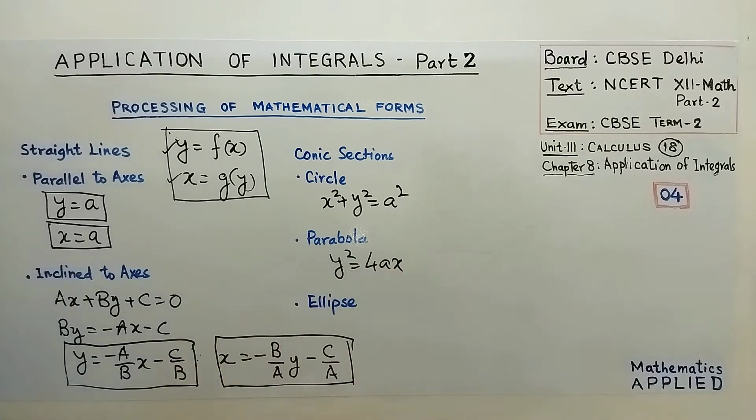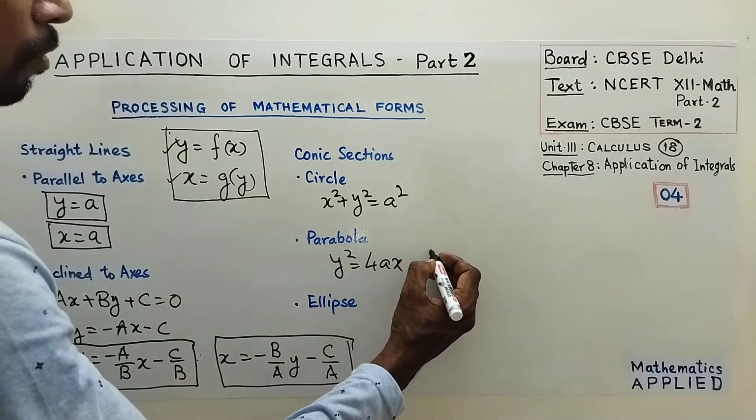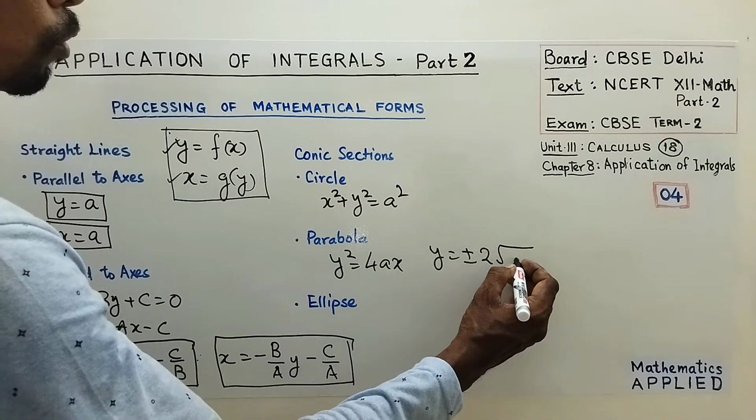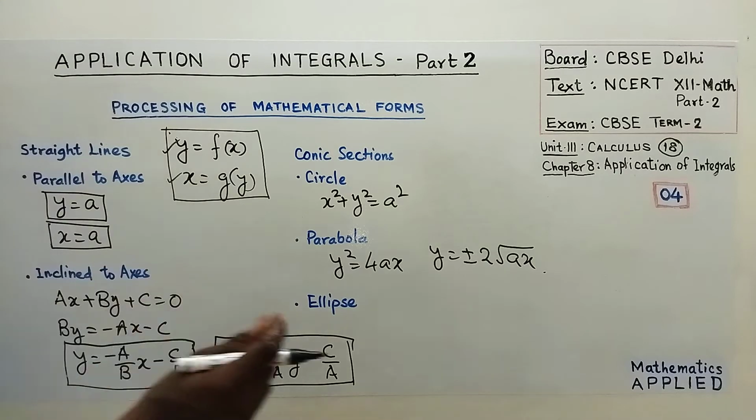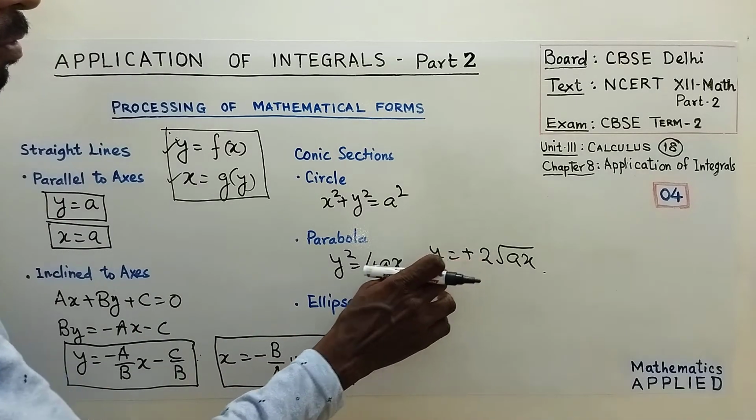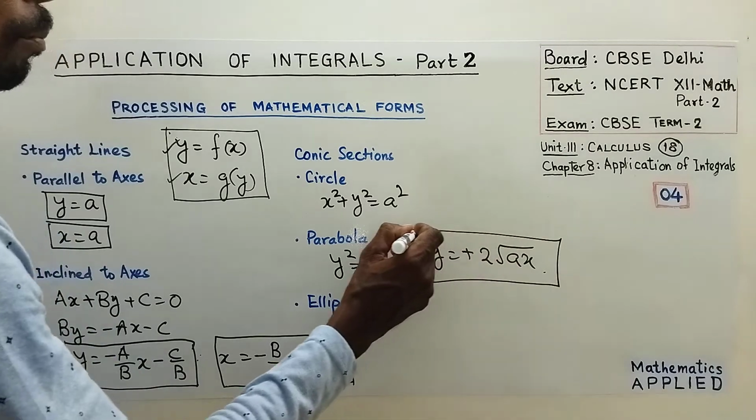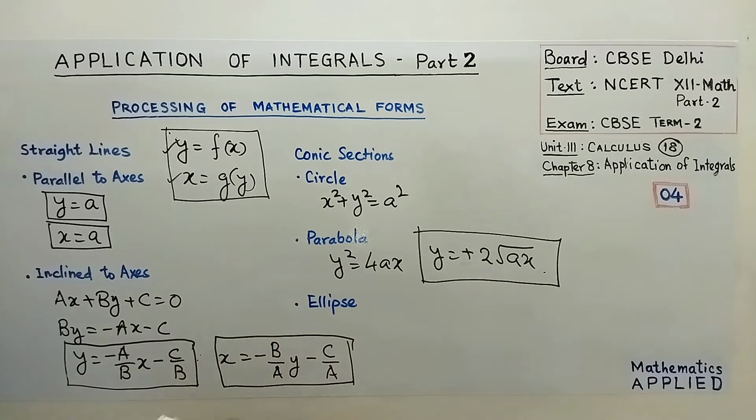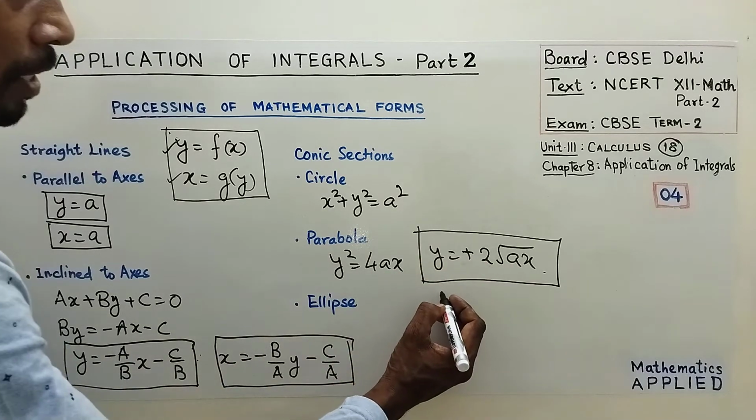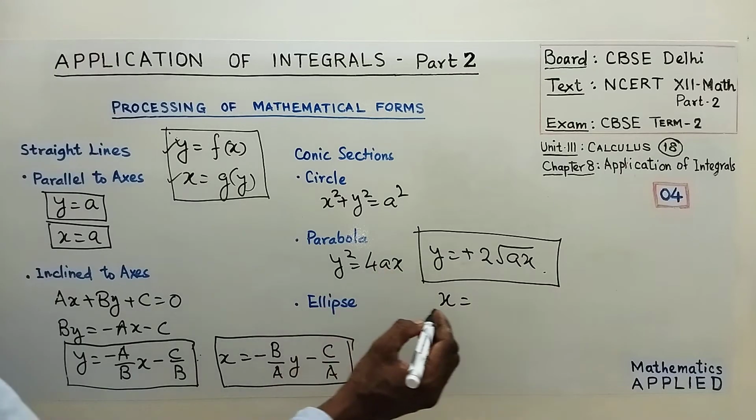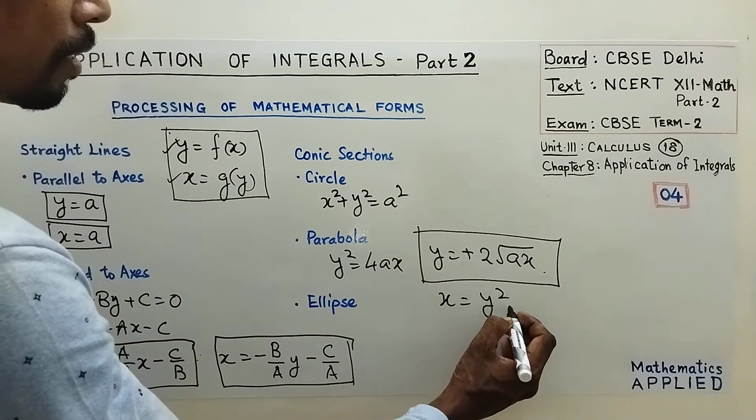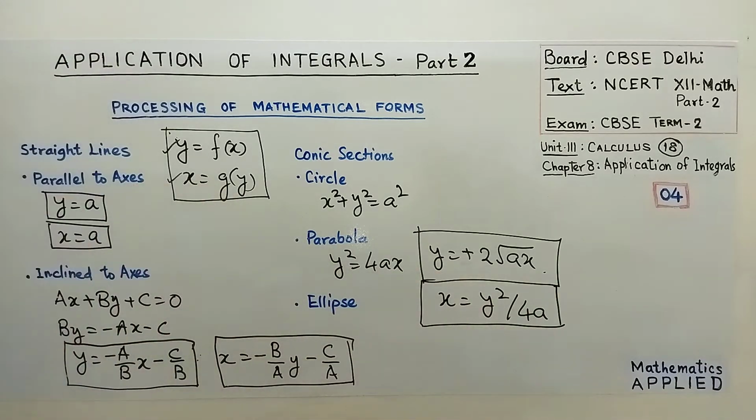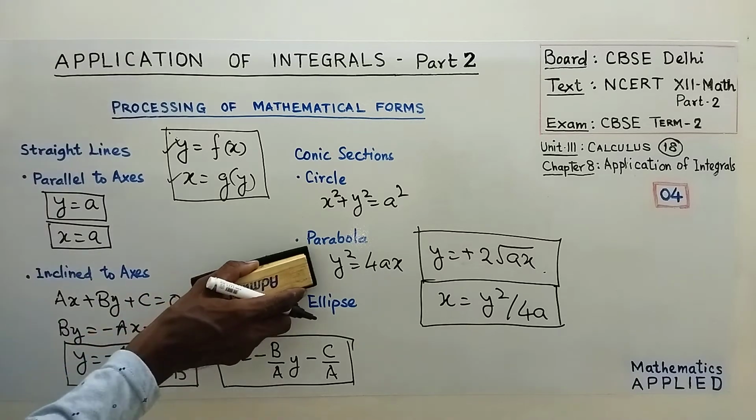So if you process this into this form, then what do you get? y equals plus or minus 2 root over ax, out of which you will carry only the positive. So this is your processed curve. This is the same curve that this curve represents. Only thing, we have to write it in the convenient form. Similarly, x equals y square by 4a. This is the second form that we require, right? This is for this parabola.